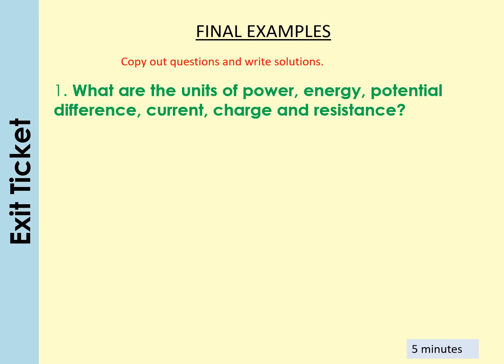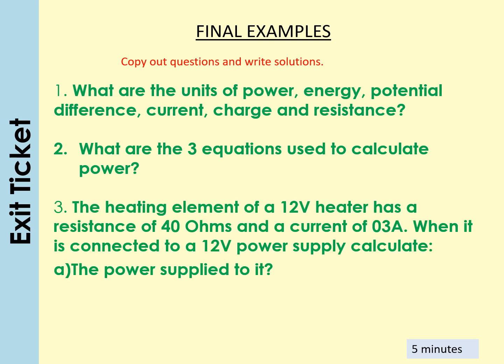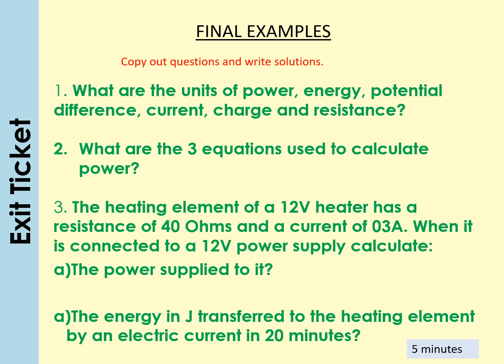And some final examples. So the first question is about the units of power. These are units that we use in electricity and in the calculations we looked at today. Very important. What are the 3 calculations for power that we would require? And there are also some nice examples. A heating element in a 12 volt heater has a resistance of 40 ohms, with a current of 0.38 amps. When it's connected to a 12 volt supply, calculate the power supplied to it and the energy transferred in the heating element by electric current in 20 minutes. Okay, have a go at those. I know not all of it's easy. And at the end, just go through the answers.